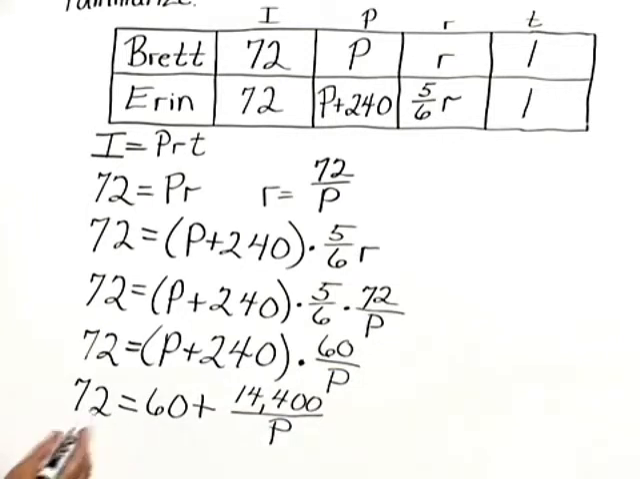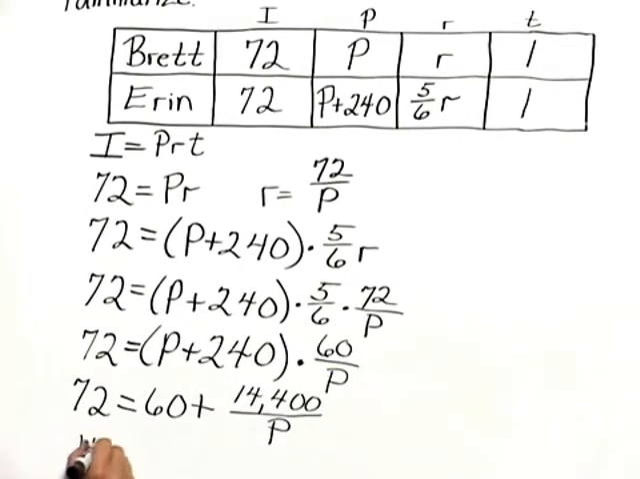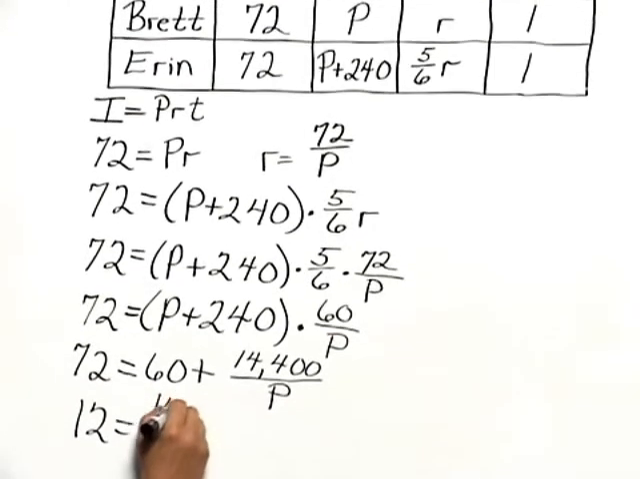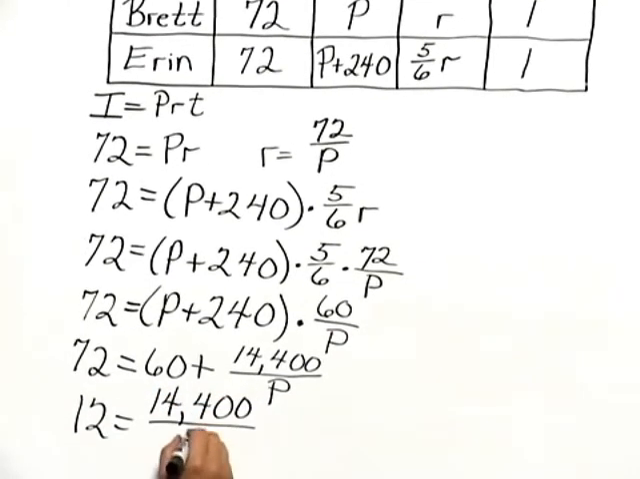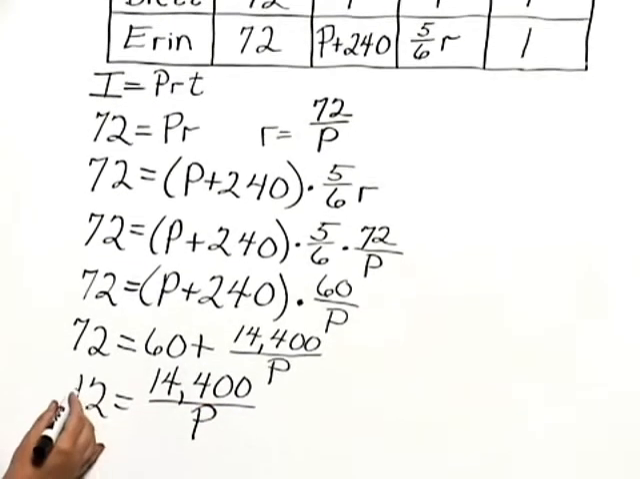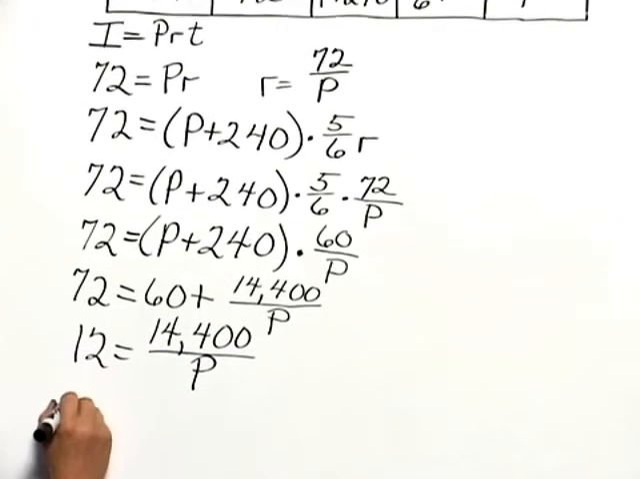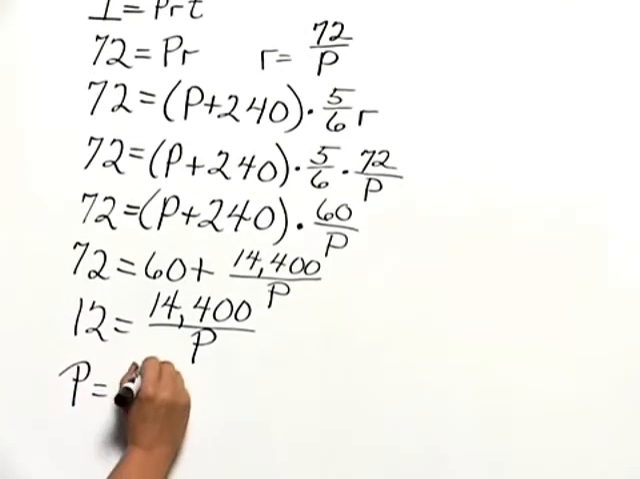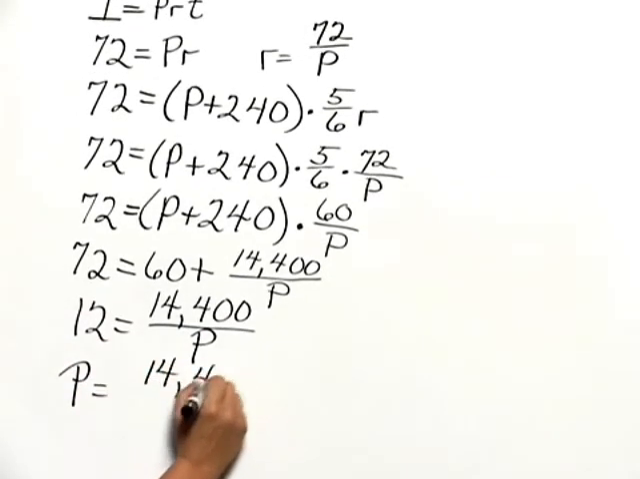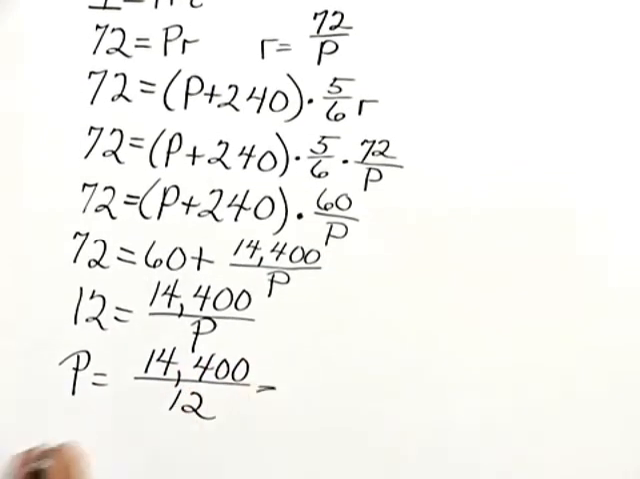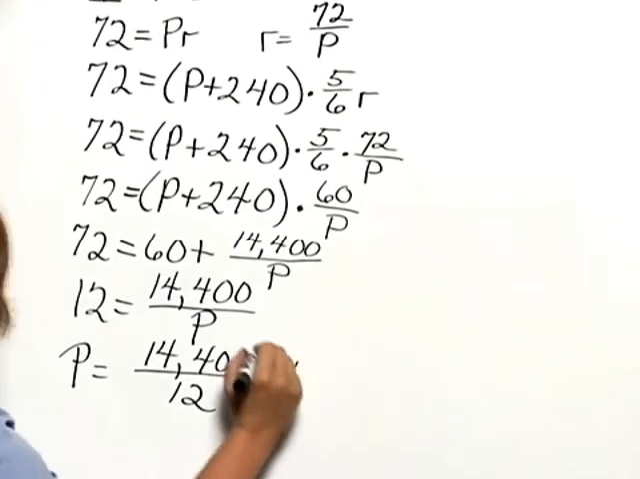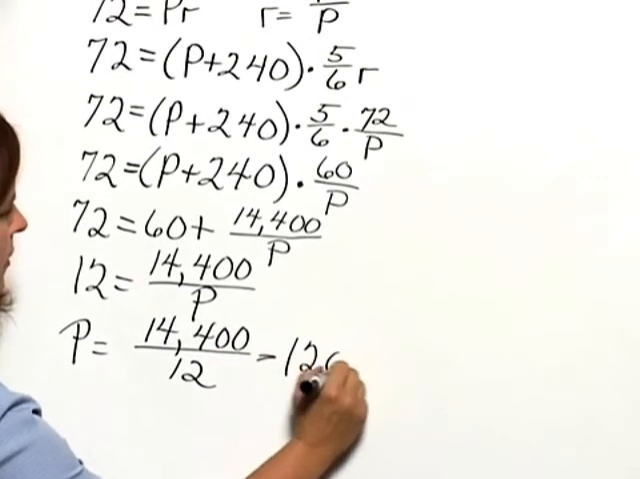Now we can subtract 60 from both sides, which gives us 12 equals 14,400 over P. Multiplying both sides by P and then dividing both sides by 12, we would have P equals 14,400 divided by 12, or 1,200.